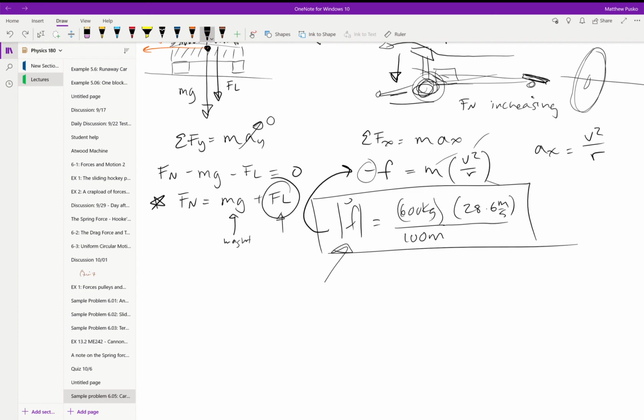So get a different color. Oh, that's not a different color. Let's get a different color.